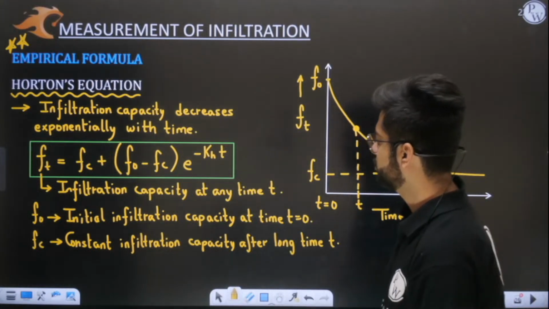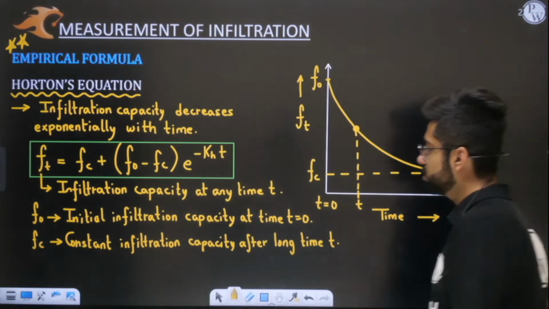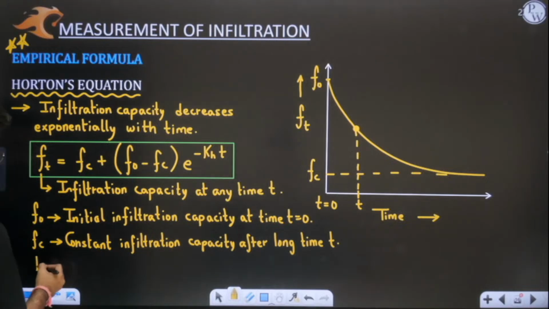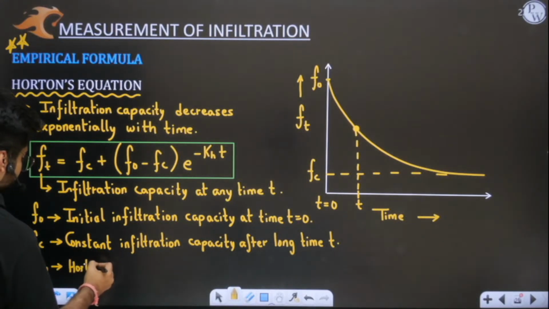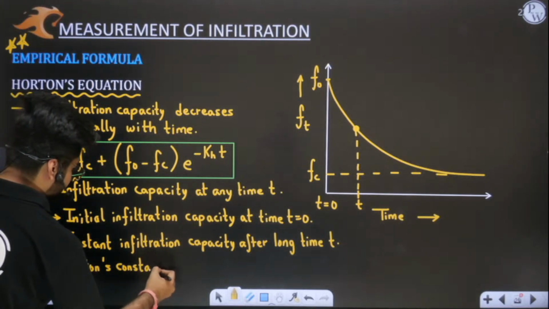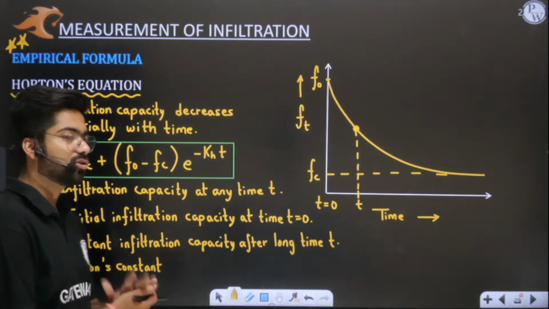Okay, so I hope you can understand this thing. So this is your basic equation. Now one more thing is there, k. Okay, k thing is also there. What is k? Sir, k is Horton's constant. k is Horton's constant. Okay. What is Horton's constant?